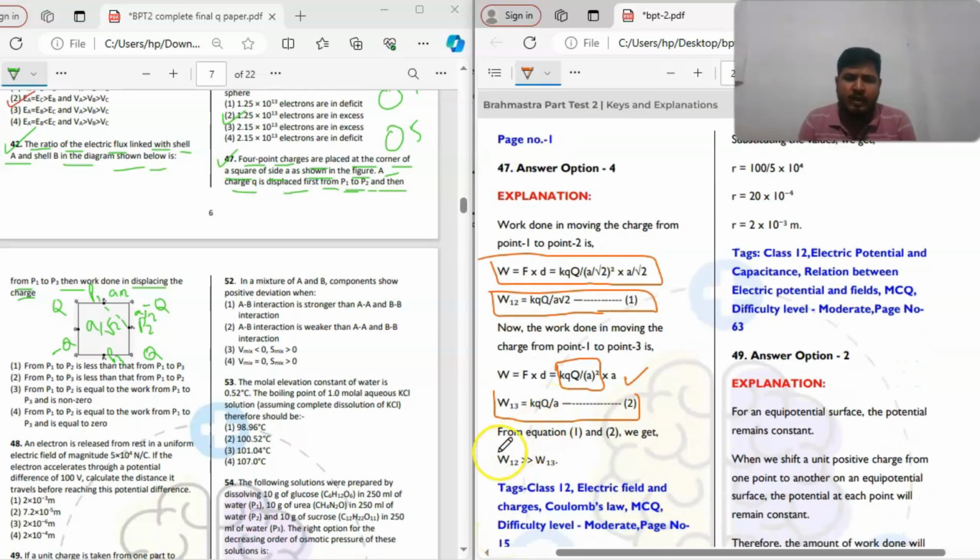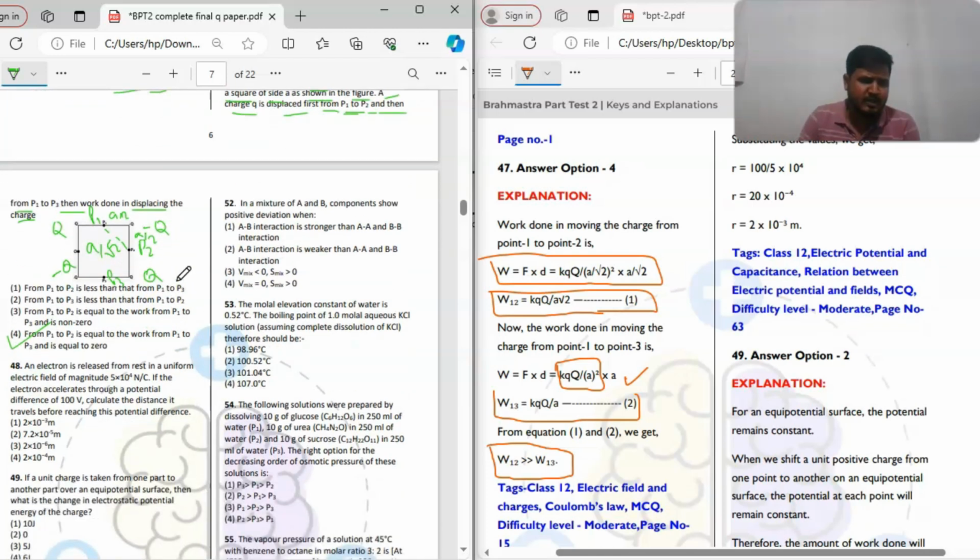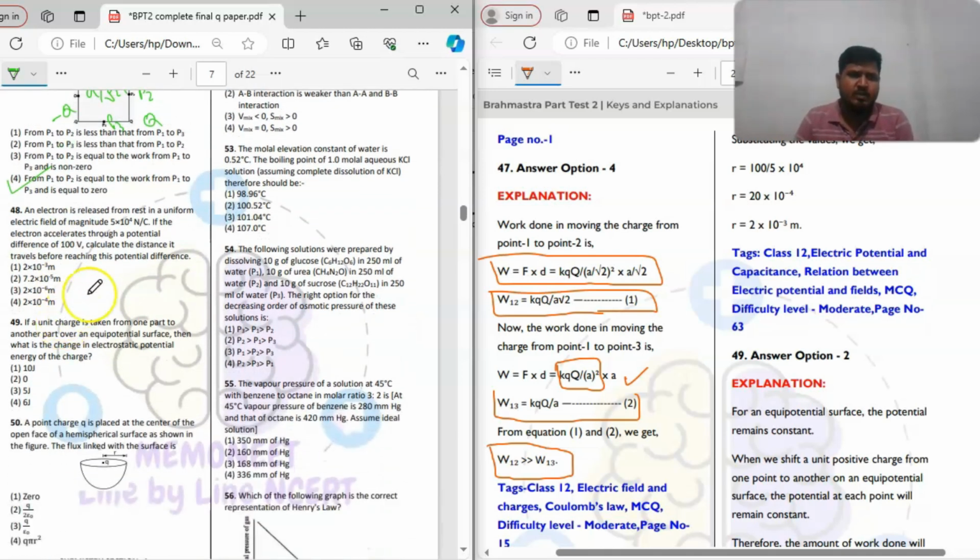So from 1 and 2, what we observe is that the work done from 1 to 2 is much greater than the work done from 1 to 3. So our fourth option is the correct option, right? Okay, these are simple things, we just have to apply the work done concept, that is force into displacement. Now come to the next question.